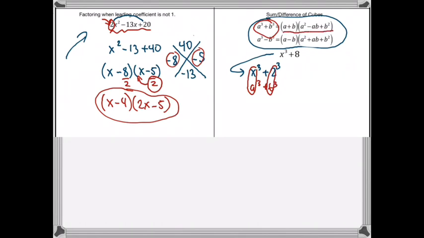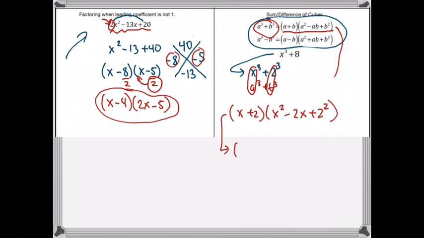So we're going to plug in. Every time that we see an A, we're going to plug in an X. And every time that we see a B, we're going to plug in a 2. So this is how we're going to factor it out. We end up with X plus 2, and I think I made this arrow a little bit too big, so let me back that arrow up. And I end up with X squared minus 2 times X plus 2 to the second power. And now we're going to put the final touches on everything. X plus 2, X squared minus 2x plus 4, and that's factoring the sum of cubes for x cubed plus 8.